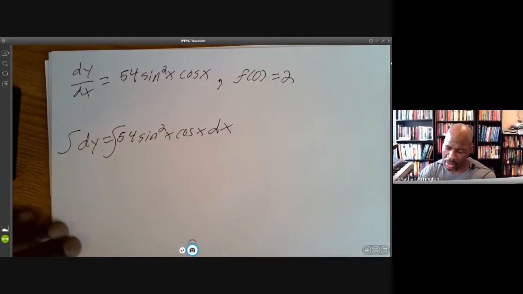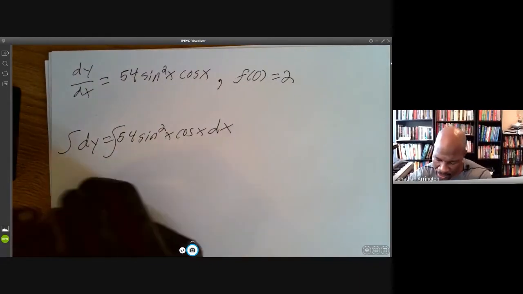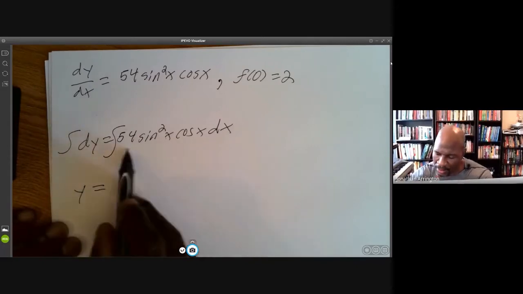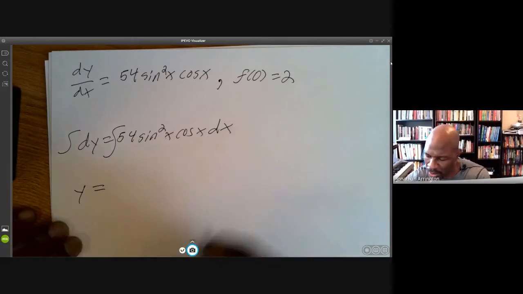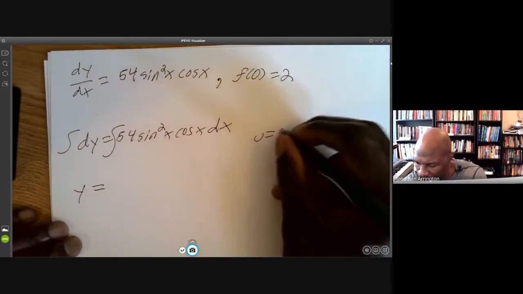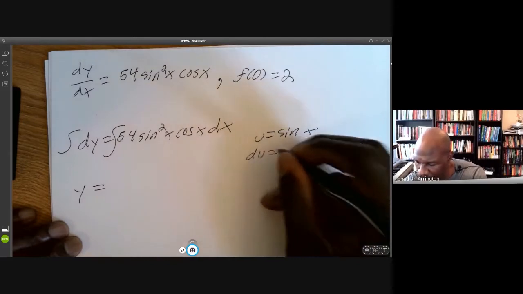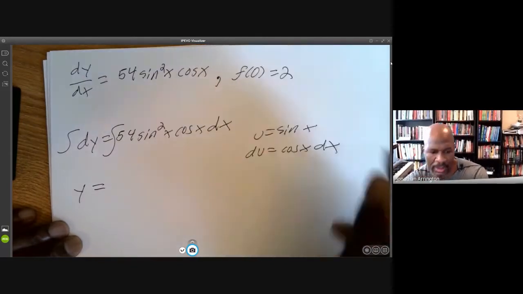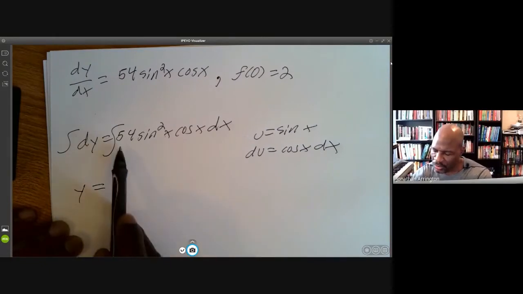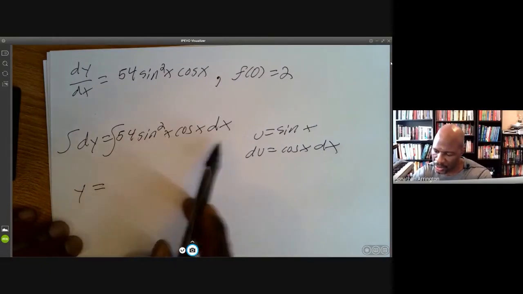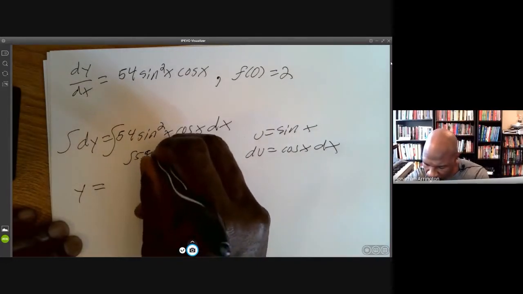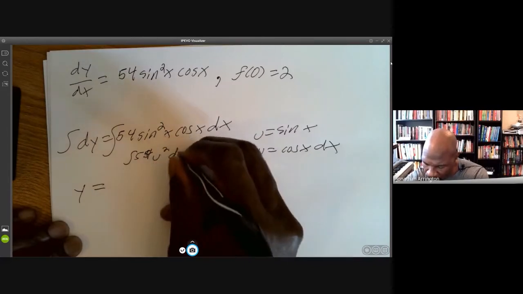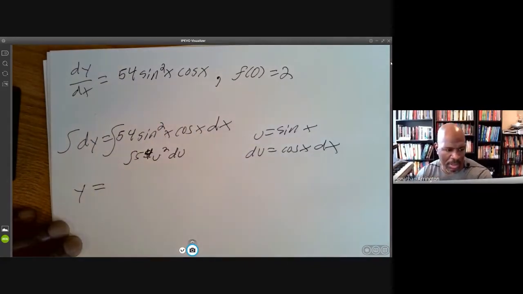So here I'm integrating dy, that integral will simply be y. And here I'm integrating 54 sine squared x cosine x. And so this is a u-sub problem. So you can say that u equals sine x, where du would be cosine x dx. And so this would be 54 u squared du. You see there? So the integral of 54 u squared du. Pardon that handwriting.